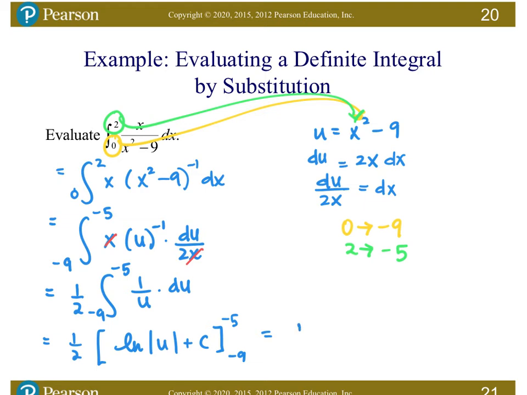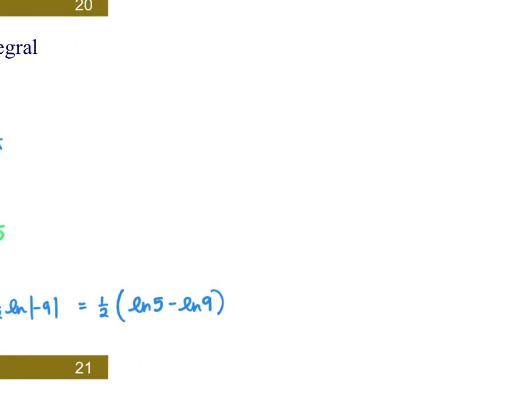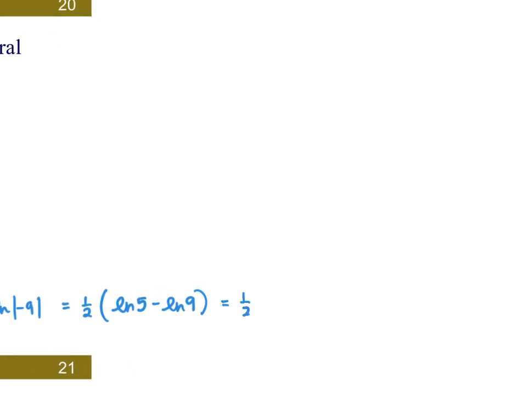So I'm going to end up with 1/2 of the natural log of the absolute value of negative 5 minus 1/2 of the natural log of the absolute value of negative 9. In other words, I'll factor out the 1/2. So I'll have ln of 5 when I apply the absolute value minus ln of 9. But if you remember your rules about subtracting natural logs, you could write your answer as 1/2 of the natural log of the fraction 5/9. That'd probably be one of the better ways to leave your answer.